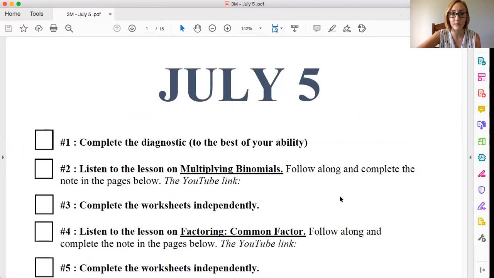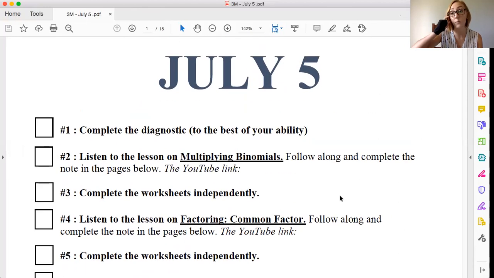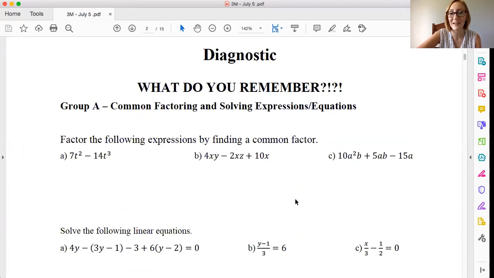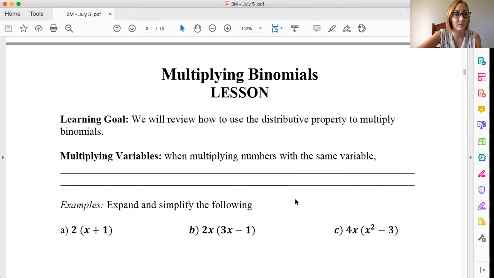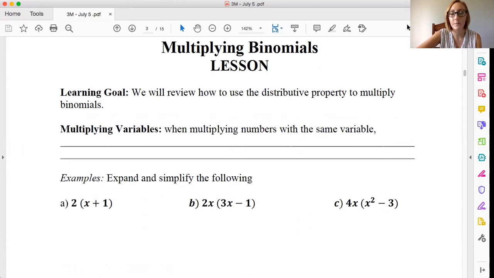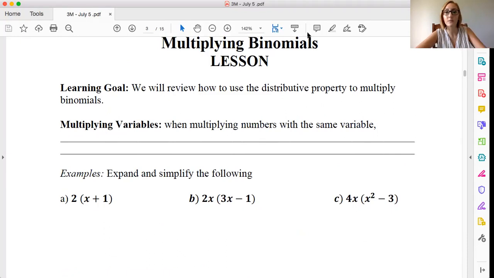So your work package, like I said in the introduction video, if you didn't watch it, your packages are going to look like this. So you've got your diagnostic that you should have done by now. And now we're going to look at the lesson for multiplying binomials. Our learning goal for today is to review how to use the distributive property to multiply binomials.